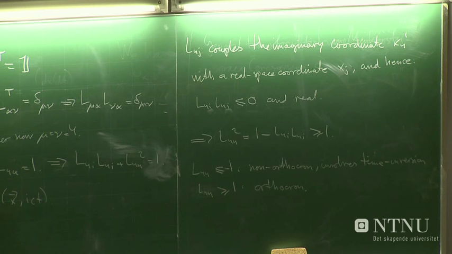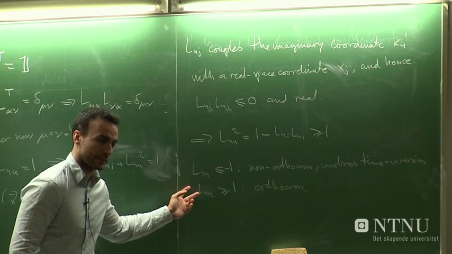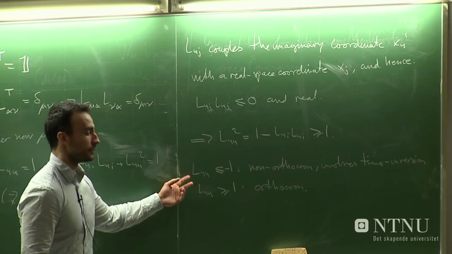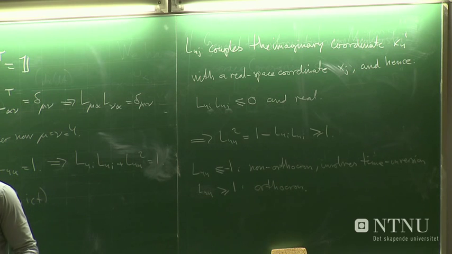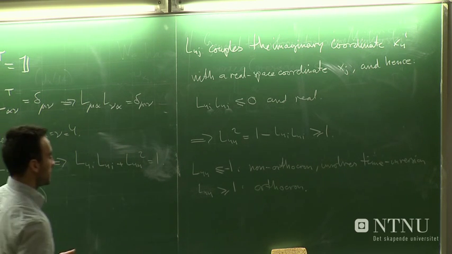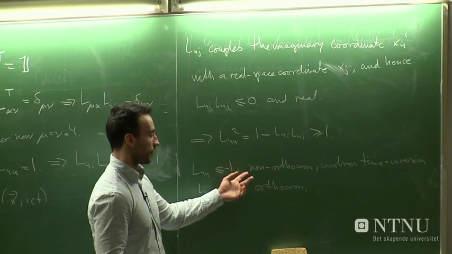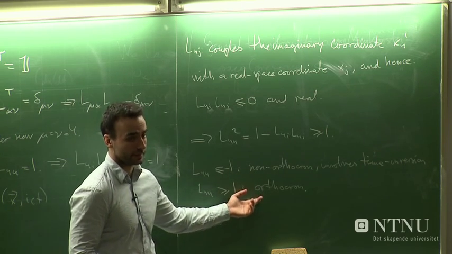So the point of this is that in addition to the classification of the Lorentz matrix as proper or improper depending on the sign of its determinant, we have one more classification depending on the sign of L44. We either have time inversion or not. Or more accurately, we have a non-orthochronous or orthochronous transformation.